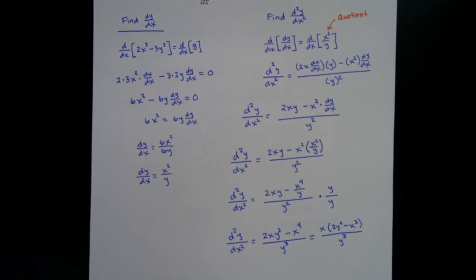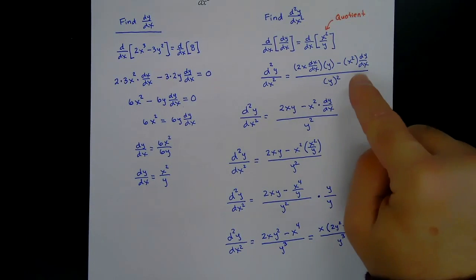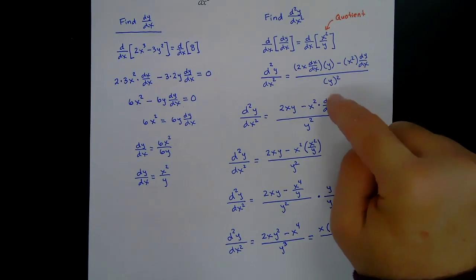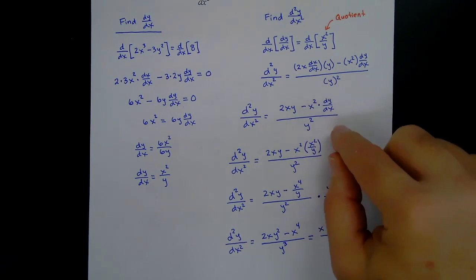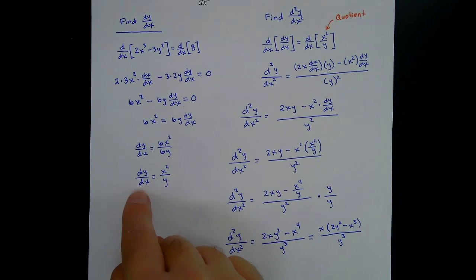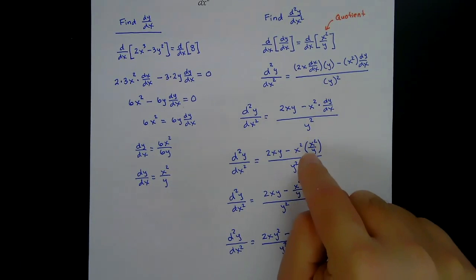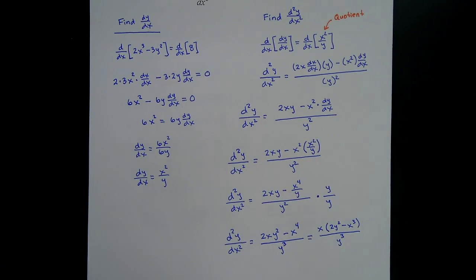So the idea is this: you first have to find the first derivative, and then you have to take the derivative with respect to x of both sides. Sometimes you will, sometimes you won't, you'll pick up dy over dx. If you pick up a dy over dx in the process of finding that second derivative, then you need to go back to the first derivative, replace it like we did right here, and then work it out and simplify it.